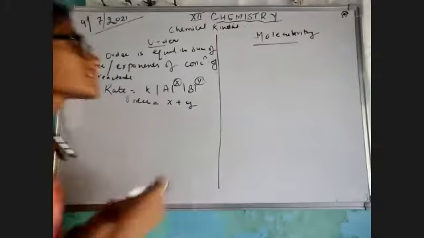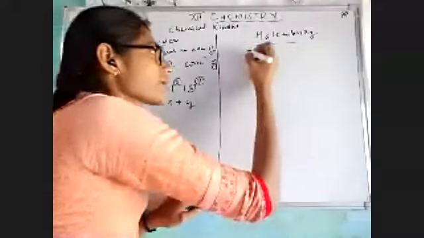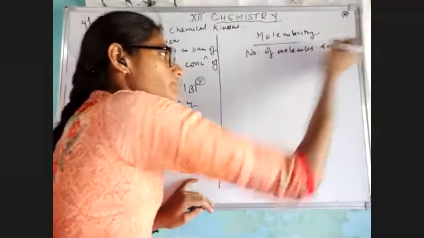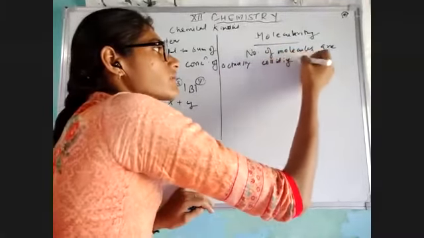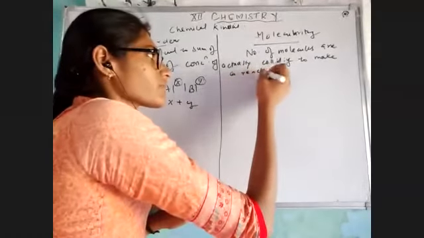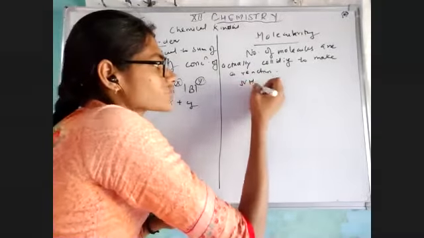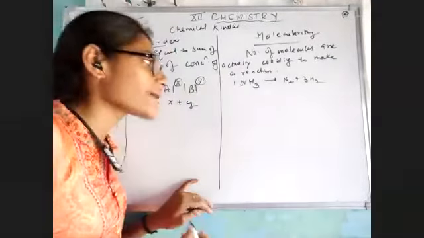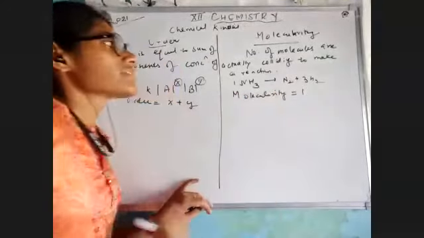But if we consider molecularity, it only gives us the idea of how many molecules are actually colliding to make a complete reaction. For example, if I take ammonia, NH3, giving N2 plus 3H2, since it has only one molecule, the molecularity here would be equal to 1. This was the first point.